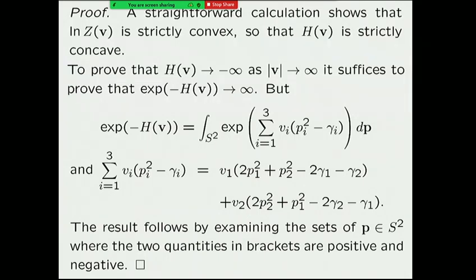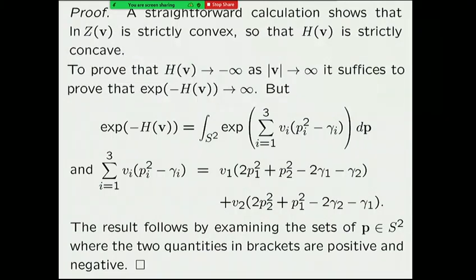All right, so then you look at the integrand, and you find that it can be written in this form, where I've used the fact that p1 squared plus p2 squared plus p3 squared is 1 on the sphere, and then you look at the sets of p where these expressions in brackets are positive and negative, and you see that you can make this go to infinity.